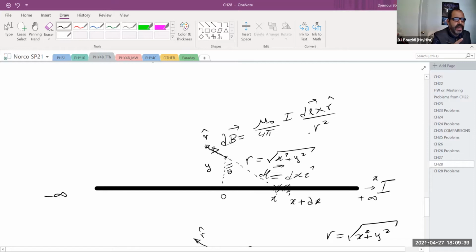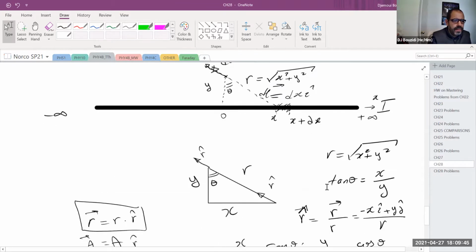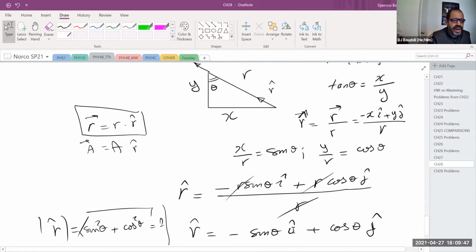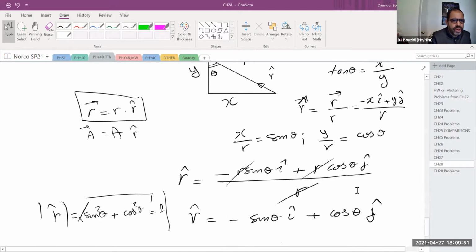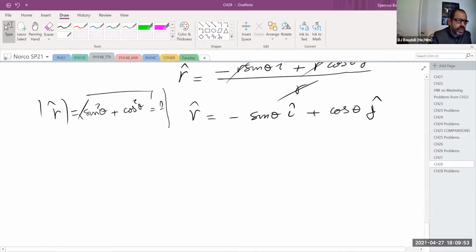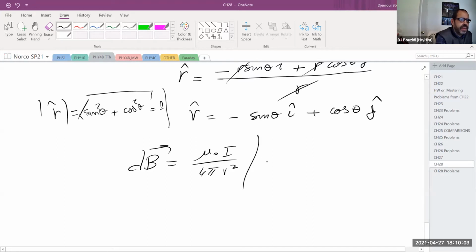We're almost there, okay? Because we have dl, which is the dx i hat, and we have r hat, which has this combination of i hat and j hat, and we're going to find the cross product of these two. So let's do the cross product now to find what dB is. So dB is equal to mu naught I over 4 pi r squared. Those are constants. They don't impact the cross product. Times, I am going to write the determinant method, i, j, k.